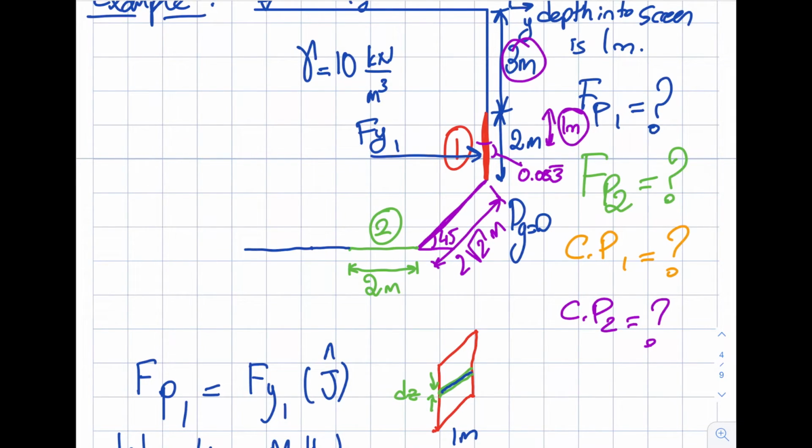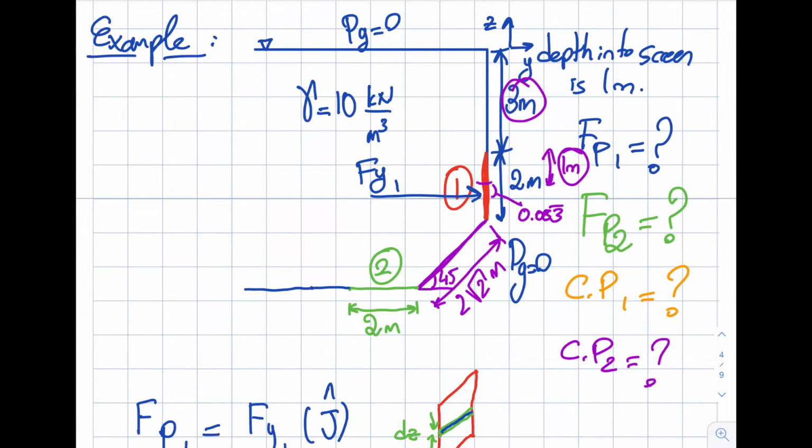Okay, so I finished the first surface, everything that is associated with it. We find the force, we find the center of pressure. If you look at the second one, you can see that the force is going to be like this, right? It's going to be Fz. There will be no Fy because it's a horizontal surface. So now let's take a look. How am I going to find it?